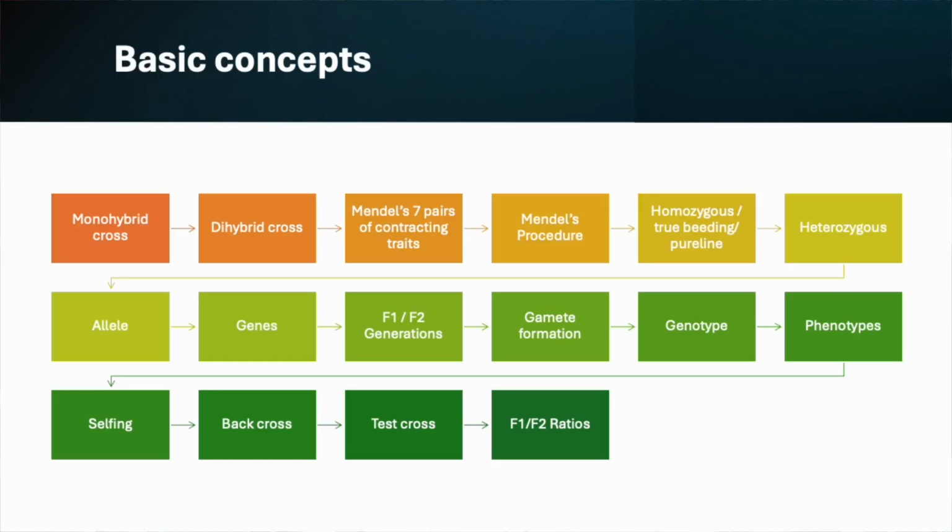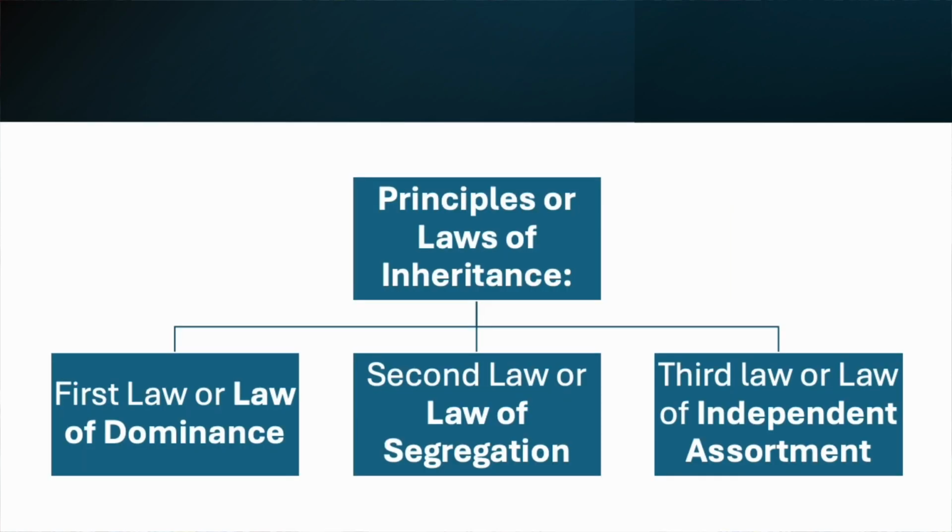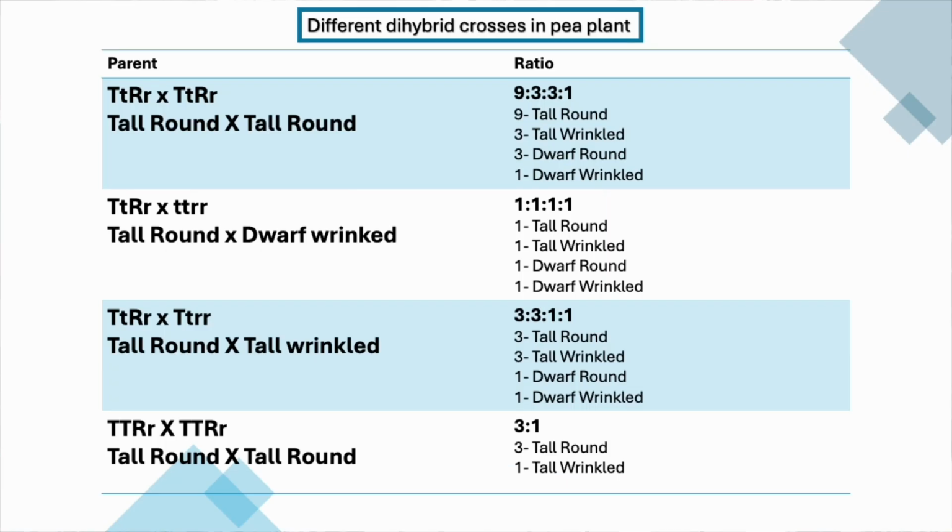The second unit starts with the chapter Principles of Inheritance. I hope you are all confident with the basic terms used in this chapter. The chapter starts with Mendel's monohybrid cross. Learn all the Mendelian contrasting characters and the laws of inheritance explained by Mendel. Under dihybrid cross, work out and learn all these different types of crosses shown on the screen.